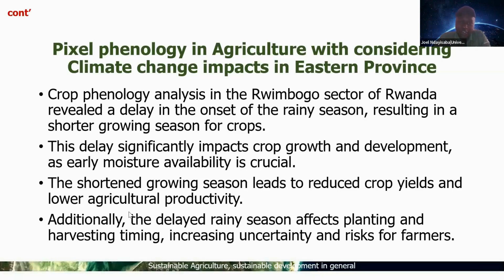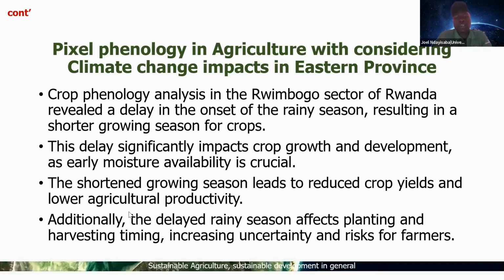The shortened growing season leads to reduced crop yield and lower agricultural productivity. As I explained above, you see our shortened growing season impacts the crop yield. Additionally, the delay in rain season affects planting and harvesting timing. This increases uncertainty and risk for farmers and even contributes to food scarcity, at global or national level.